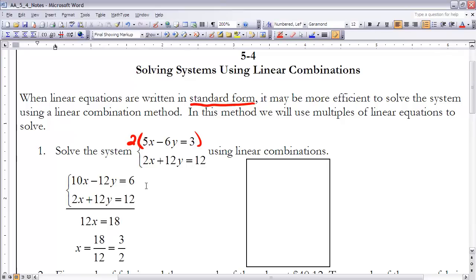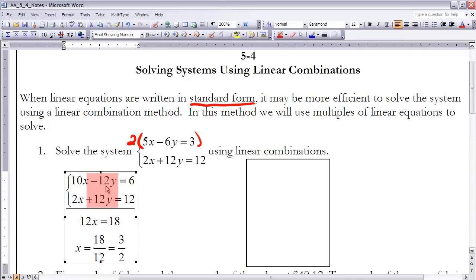I've taken the top equation and multiplied through by 2, and the new top equation would be 10x minus 12y equals 6. Remember, that's an equivalent equation because all I did was multiply both sides by the same thing. Now if I add these two equations together, my positive 12y and negative 12y are going to cancel out. I'm left with 12x on the left side and 18 on the right side. So 12x equals 18, and then I can divide both sides by 12. 18 divided by 12 is equal to 3/2. Therefore, my value of x is 3/2.